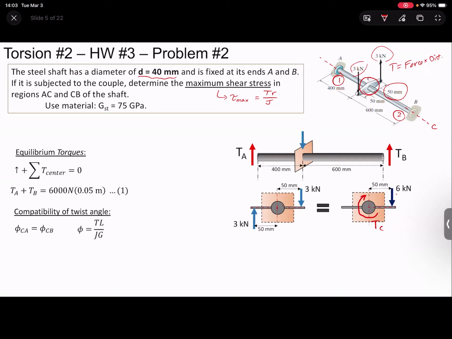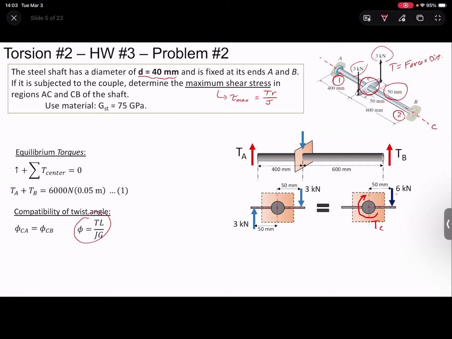And luckily, in that equation for twist angle is torque. Now, the other things in this is length, so the length of that specific section, the J, which is the polar moment of inertia, and then the G, which is the shear modulus of it. So always look at this equation.